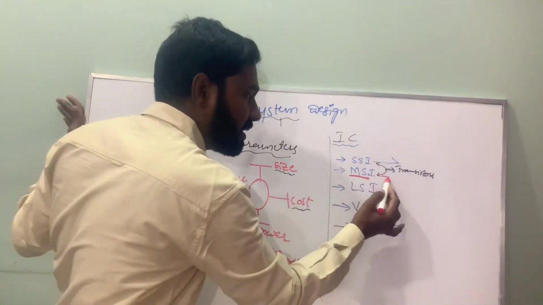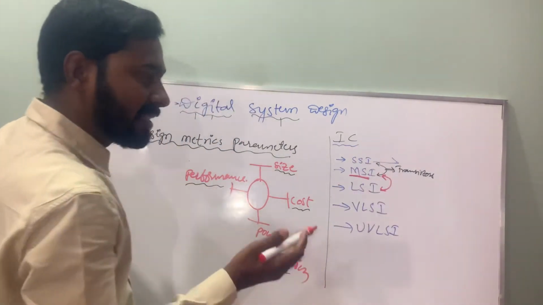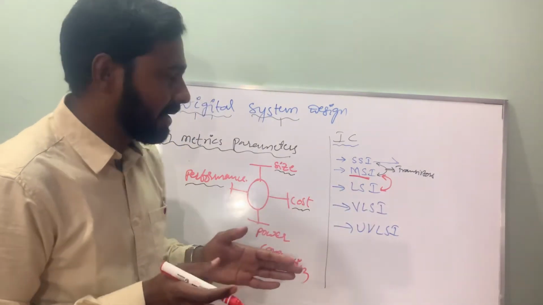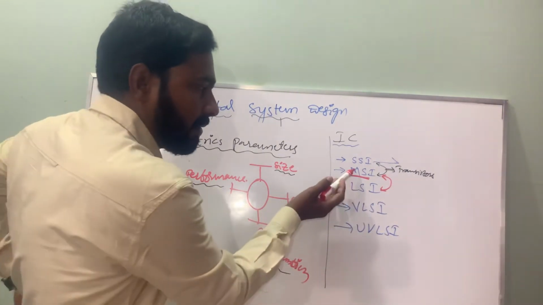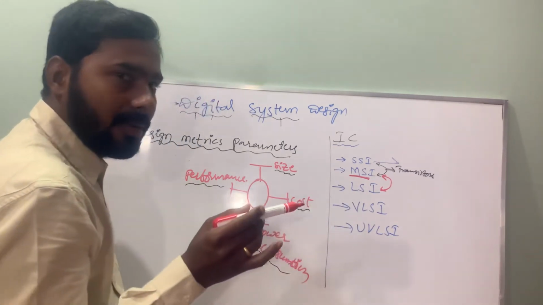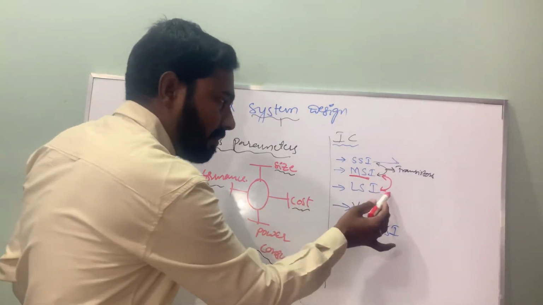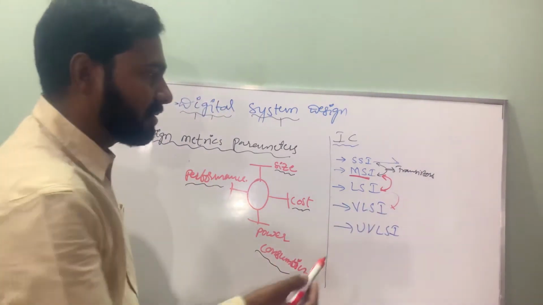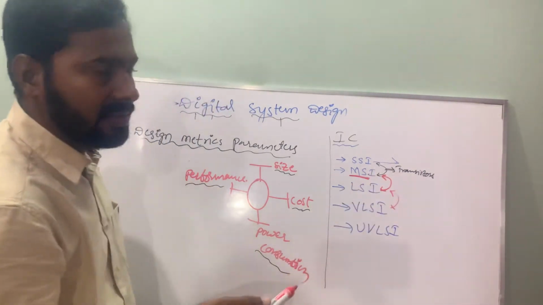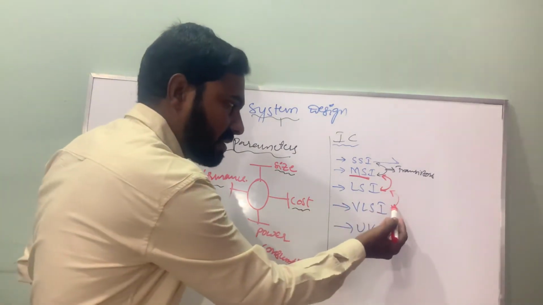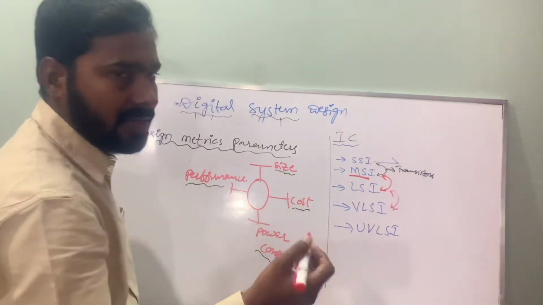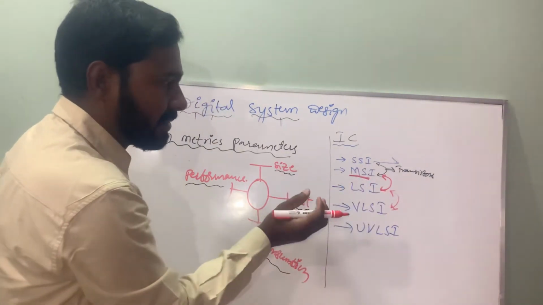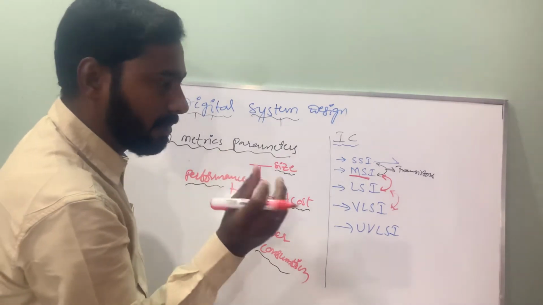Going from medium scale to large scale integration, the number of devices is reduced, so the circuit complexity will be reduced. Likewise, from LSI, large scale integration, to very large scale integration, instead of transistors we can use other devices. Then the circuit will be reduced, and the size of the IC will be reduced.